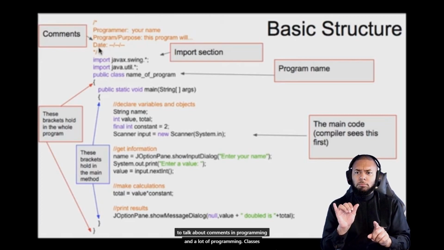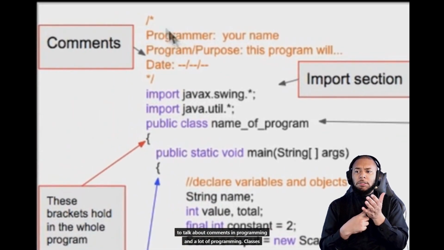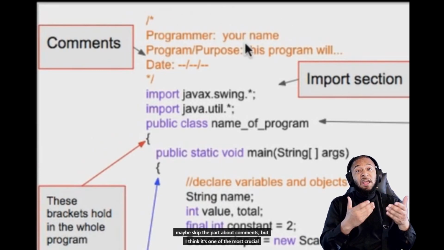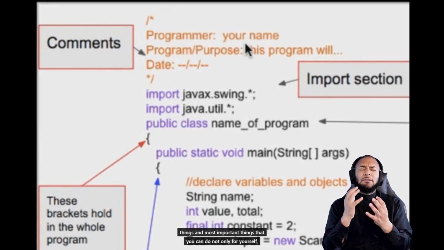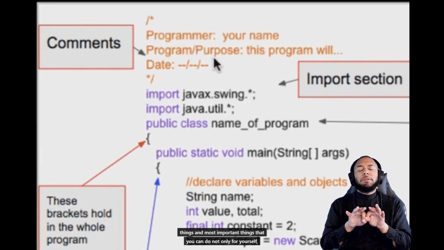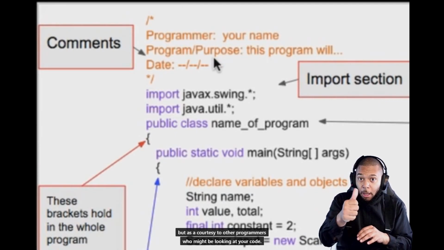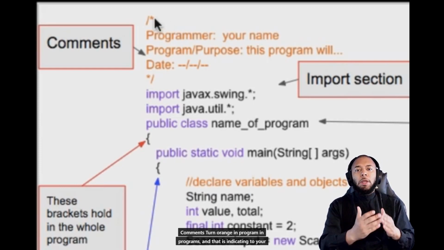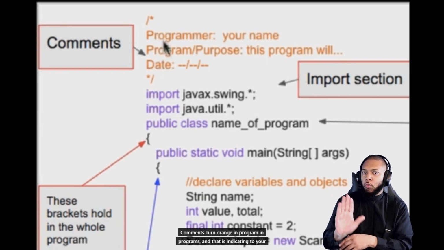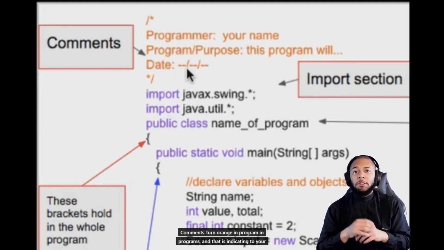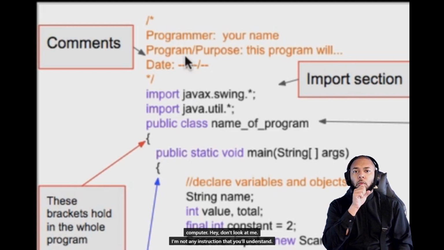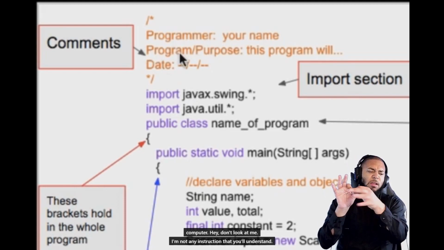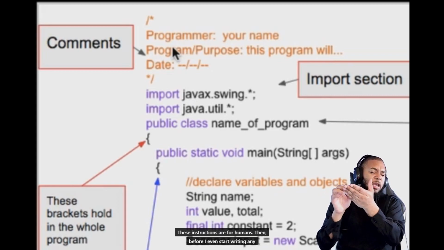So I want to talk about comments in programming, and a lot of programming classes maybe skip the part about comments, but I think it's one of the most crucial and important things that you can do, not only for yourself, but as a courtesy to other programmers who might be looking at your code. Comments turn orange in programs, and that is indicating to your computer, hey, don't look at me, I'm not any instruction that you'll understand. These instructions are for humans.